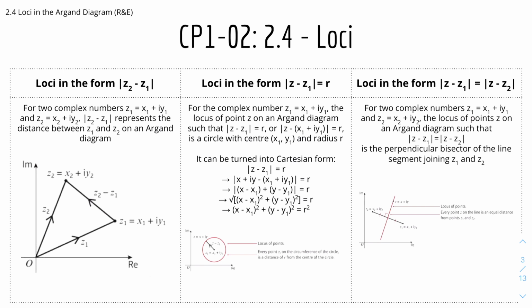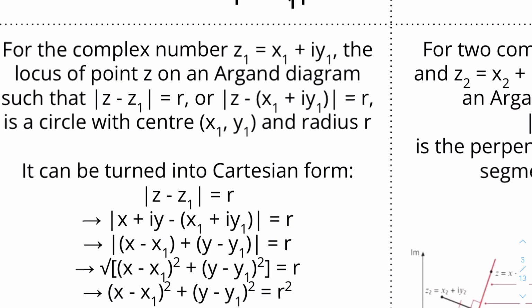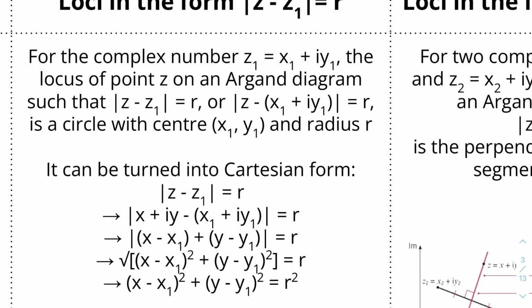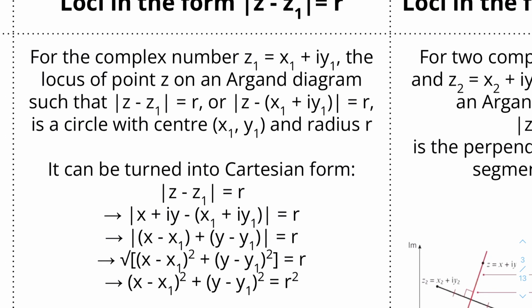So the second form, which is more common in further maths, is loci in the form of the modulus of z minus z1 equals r. For the complex number z1 equals x1 plus iy1, the locus of point z on an Argand diagram such that the modulus of z minus z1 equals r, or we can just rewrite z1 as x1 plus iy1 as shown here, equals r. This means that the circle has center (x1, y1) and radius r.